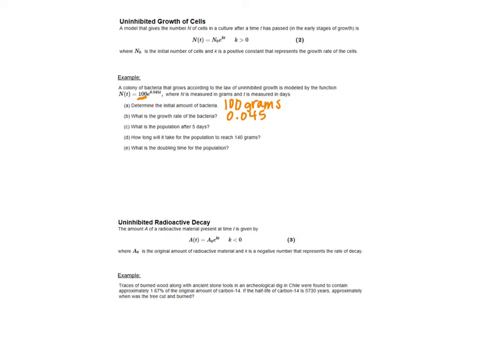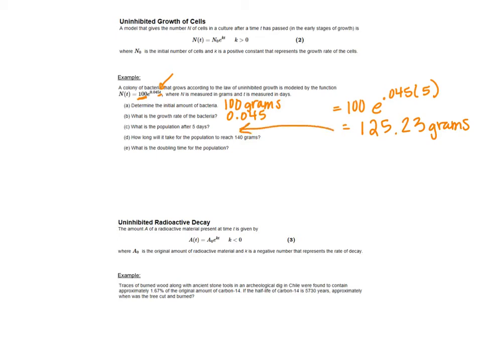Now they're giving me a time to plug in for t. So let's do a little math here. We've got 100e^(0.045), and they're telling me to plug in 5 days. This I can go straight to my calculator, plug it in, and I would get 125.23, and this would be in grams.